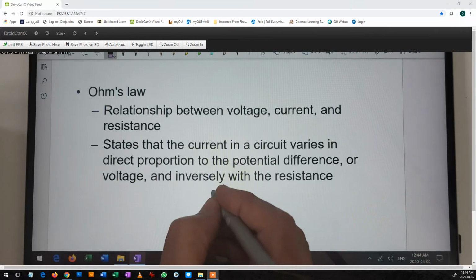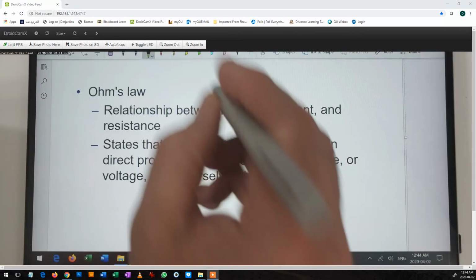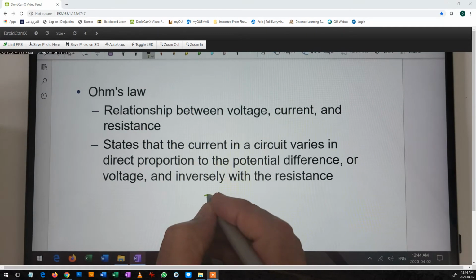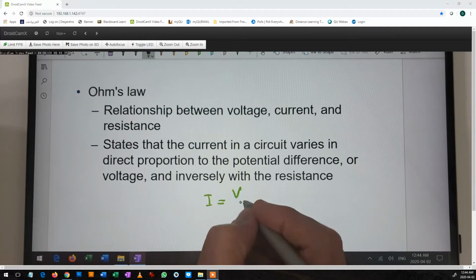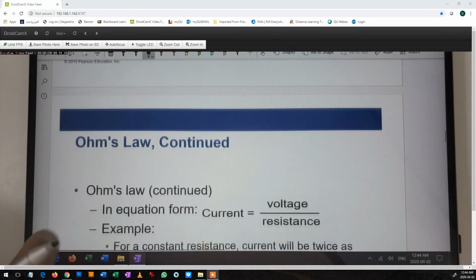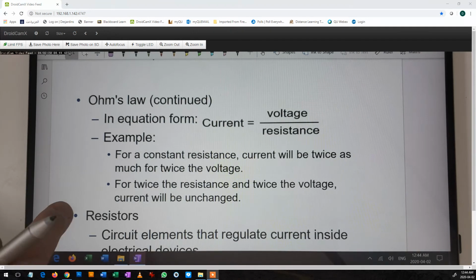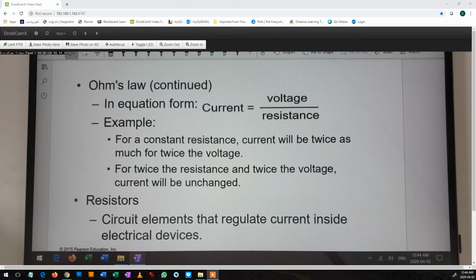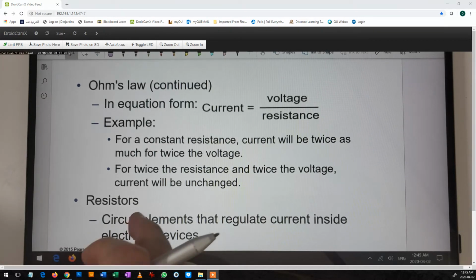I نكتبها بخط أجمل. I equals V over R. In equation, current equals voltage over resistance. Example, for a constant resistance, current will be twice as much for twice the voltage. For twice the resistance and twice the voltage, current will be the same.